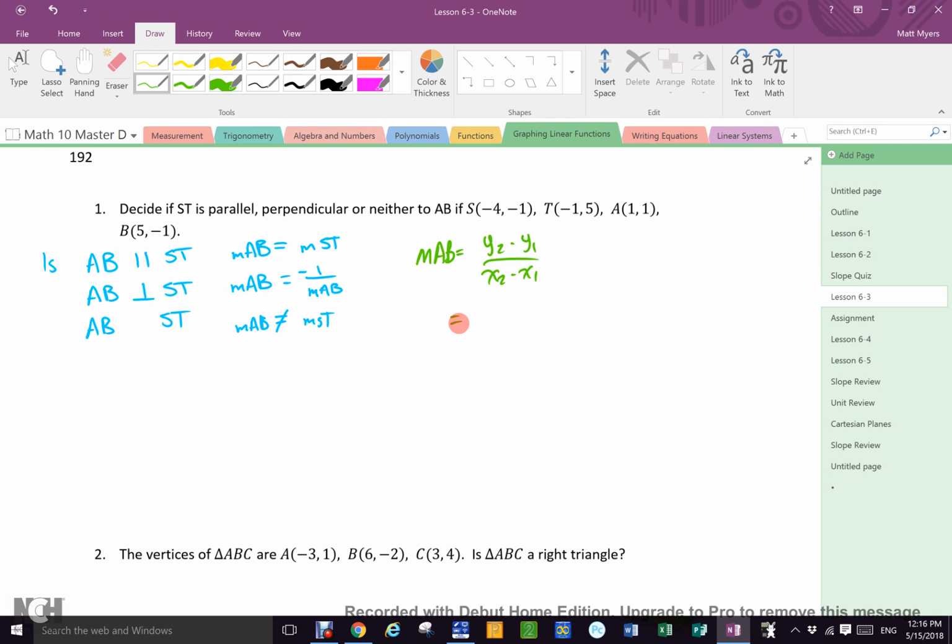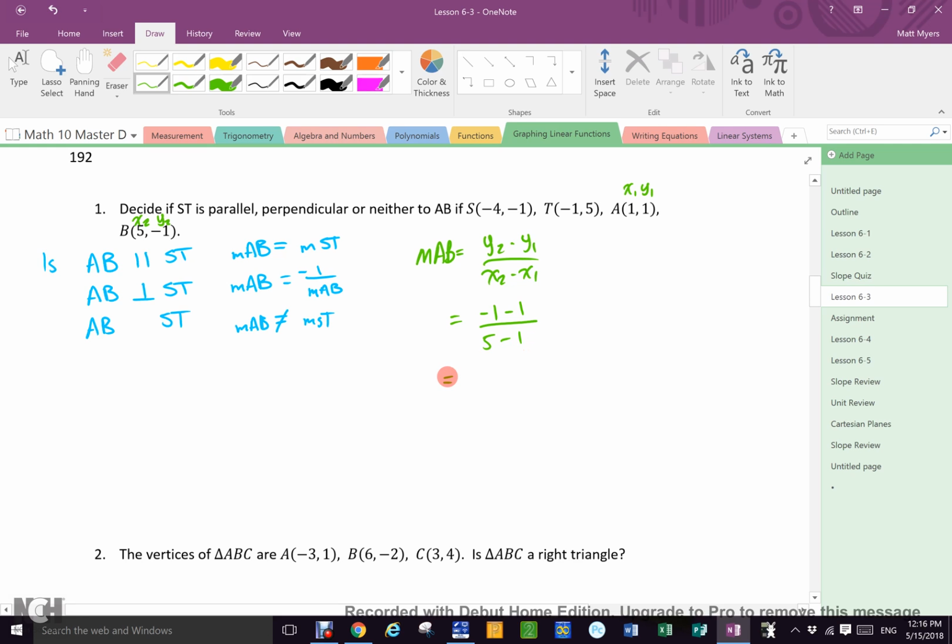If you don't want to say it out loud, just go ahead and work it through. I personally always like, I'm going to make this one x1, y1, x2, y2. So it is negative 1 minus 1 over 5 minus 1.